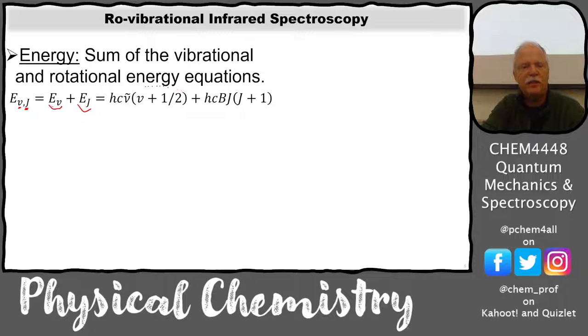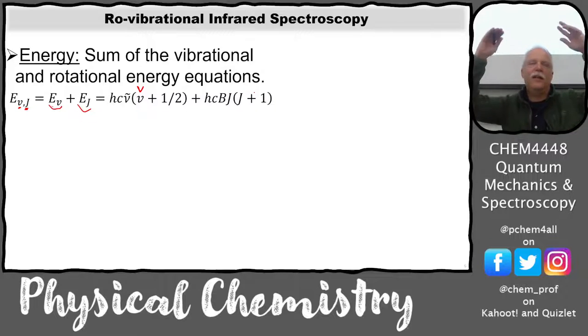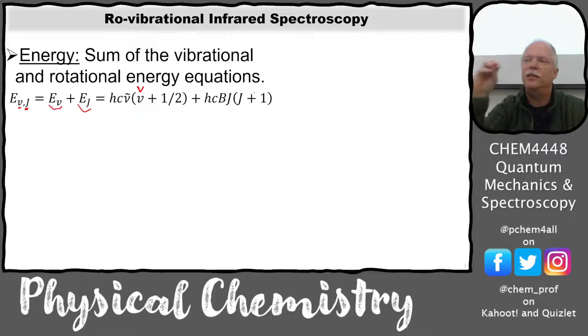Here's the vibration energy equation. This is V here. That's why I said the font kind of makes it look like a nu, but that's a V. That's the quantum number. This is the vibrational frequency. Here's the rotational quantum number, J. So we add those together, and that's what produces the energy level diagram. So the energy equation gives you the energy levels.